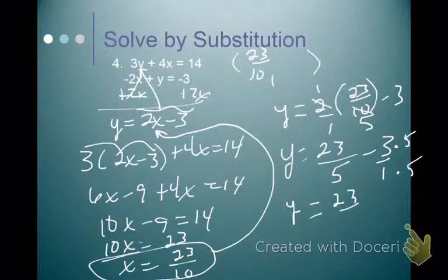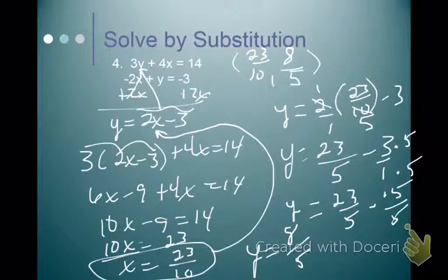So now I get 23 over 5 minus 15 over 5, where I'm just going to subtract the numerators, and I get 8 over 5. Okay, that's the solution. Now, yes, you should plug that back into both equations and make sure that it gives you something that's true to check your answer.